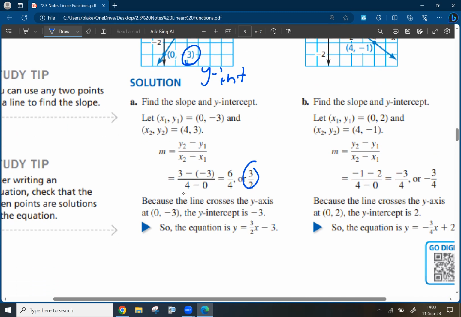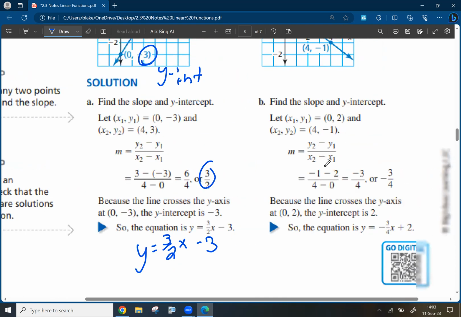So putting it all together, y equals mx plus b. My slope is 3/2, so that's my m. And then my y-intercept was -3, so that's my b. So plus -3, or just write it as -3. And you can see that's what they have in this example too. They do the same thing on this one.